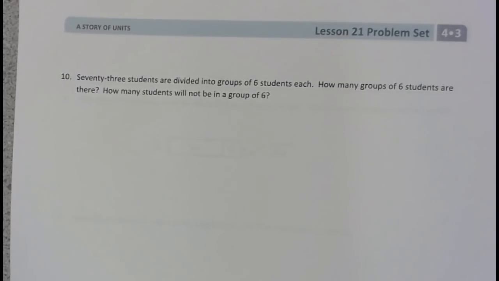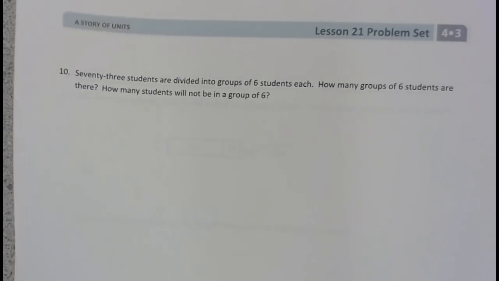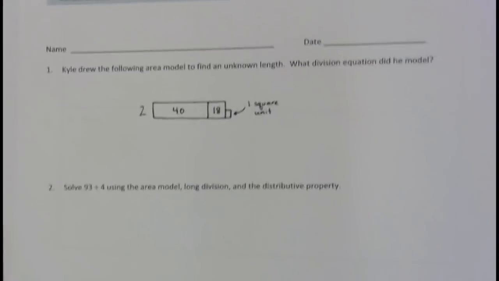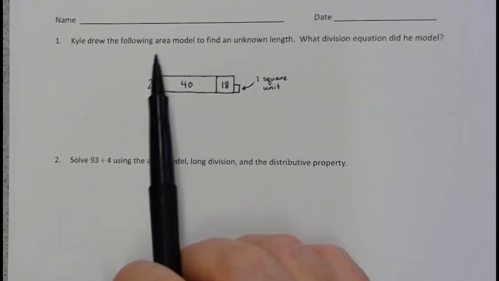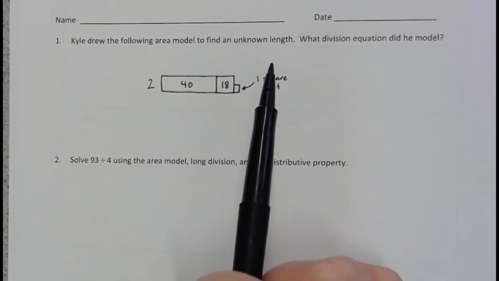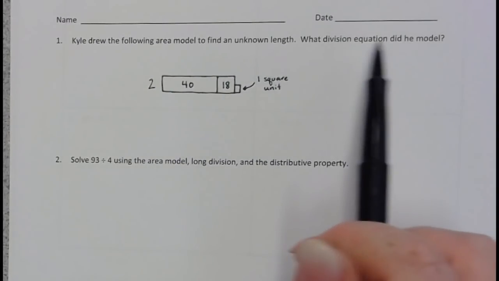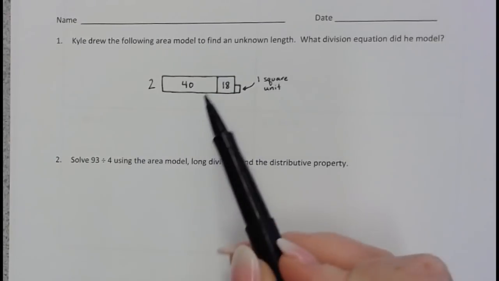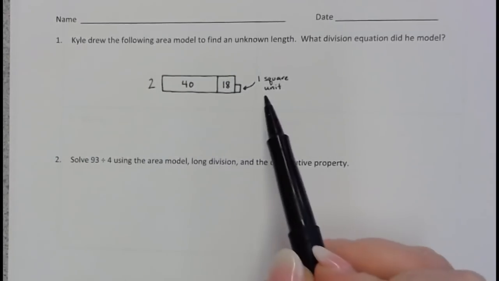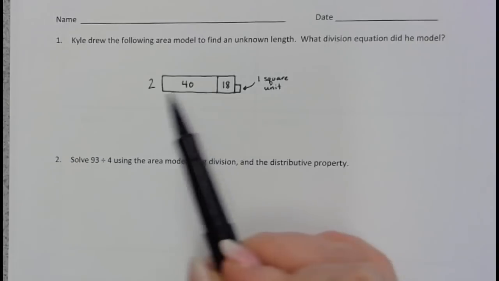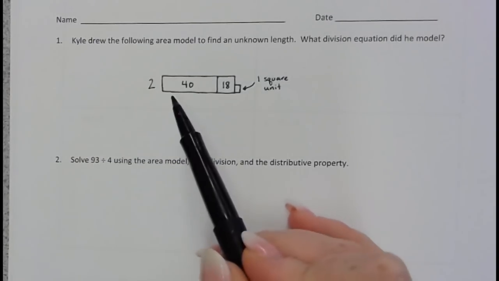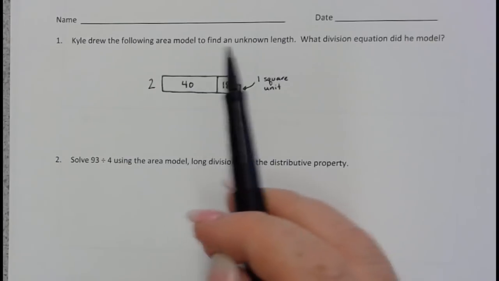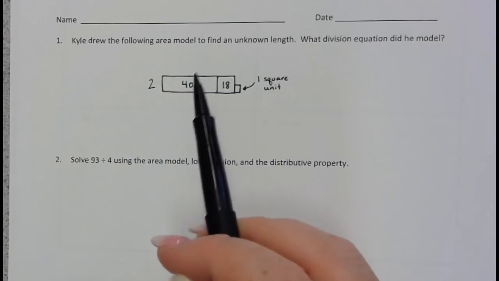Okay, once you complete those 4 problems on the front page and the word problem on the back, I do want you to complete the exit ticket. Okay, it says Kyle drew the following area model to find the unknown length. What division equation did he model? Okay, so think about what was represented in the rectangles. That is your dividend. Your 2 is going to be your divisor. And then you are going to have to determine the quotient, okay?